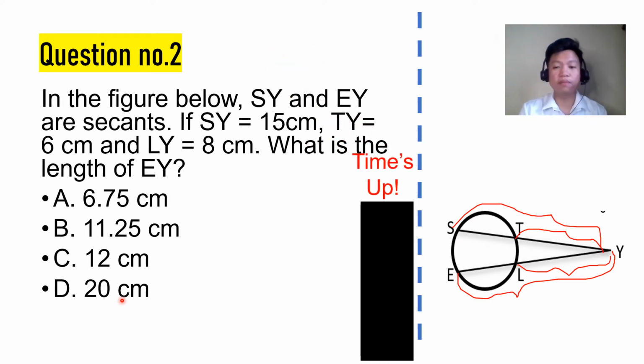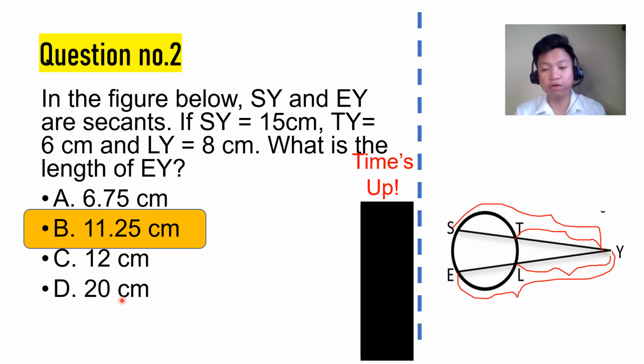Okay, time's up. The correct answer is B, 11.25. So, paano natin yung isosolve? Ang gagamitin nyo lang na concept niyan is dun sa secant. So, ang formula natin dyan is the secant segment times the external secant segment is equal to the other secant times the other secant segment. And then you solve for the unknown value here. Ang nawawala is yung secant na second niya. And then you perform the operation, you will get 11.25.